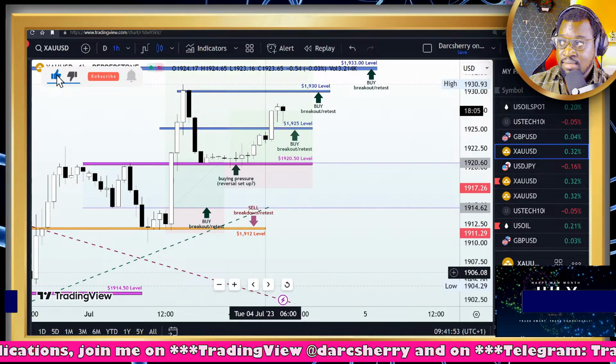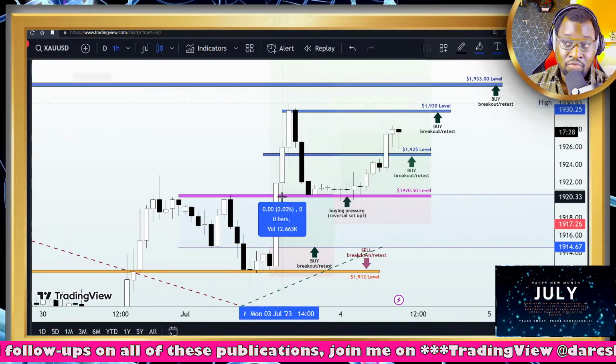Yesterday, we were able to scoop over 150 pips on a single move. We took advantage of a buy position just right above the $1,914 level, and we rode the move all the way to the upside. Price moved about 150 pips on that first position. We had a second position, a sell, triggered at the breakout of the 1,920. That also moved about 100 pips, making a total of 250 pips.